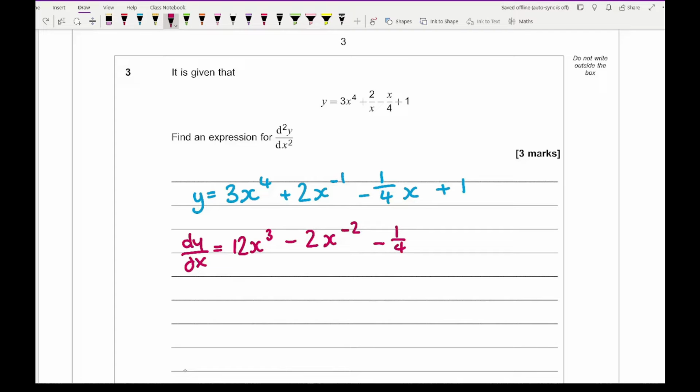And then from this we can work out what the second derivative is going to be by just repeating the process of the rules of differentiation. So that's going to be 36x squared plus 4x to the minus 3, or you could write it as 36x squared plus 4 over x cubed.